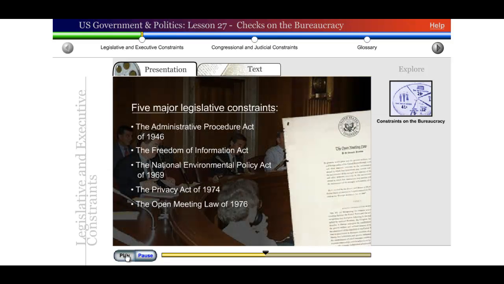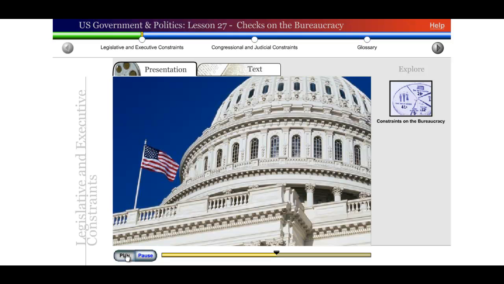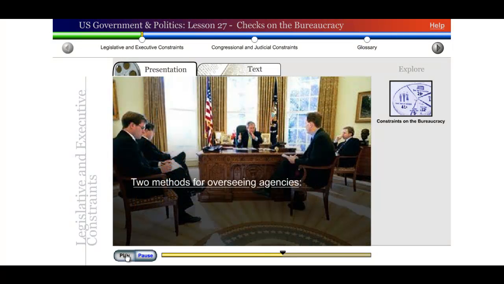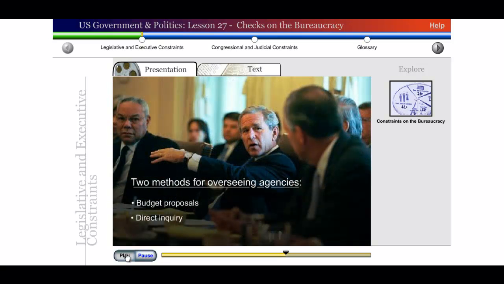The fifth and final legislative constraint, the Open Meeting Law of 1976, states that all government agency meetings must be open to the public unless military information or trade secrets are being discussed. Once a bureaucratic agency has conformed to the necessary legislative constraints, there are still executive constraints to consider. Presidents have 2 methods for overseeing agencies: budget proposals and direct inquiry, but neither has been consistently effective.